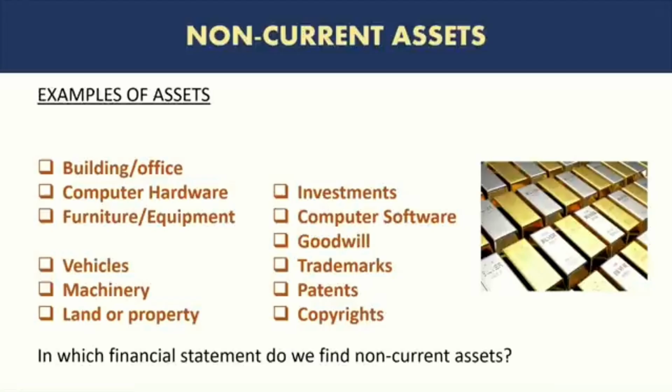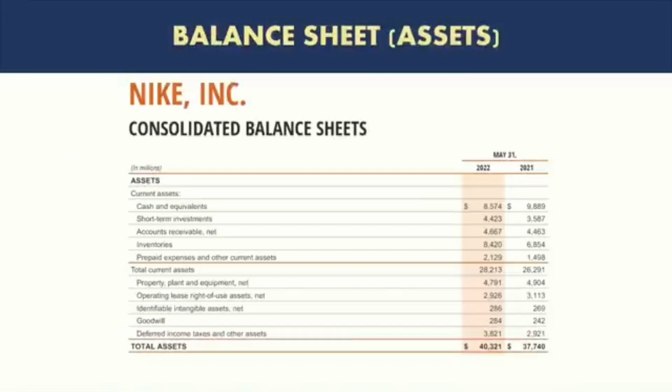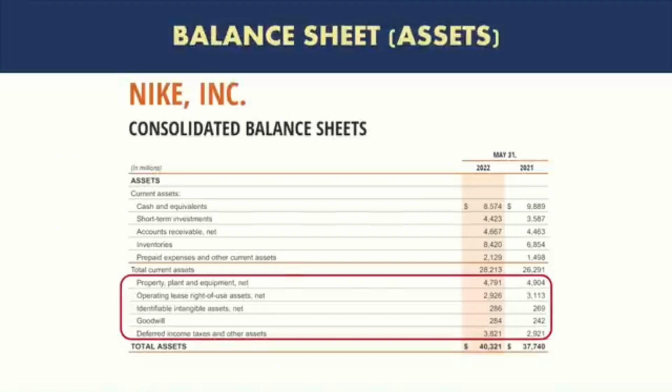Again, where do we find them in the financial statements? We just saw that in the balance sheet, and here in the case of Nike, you can see at the bottom, the non-current assets are listed here with the amounts of balances in the balance sheet.